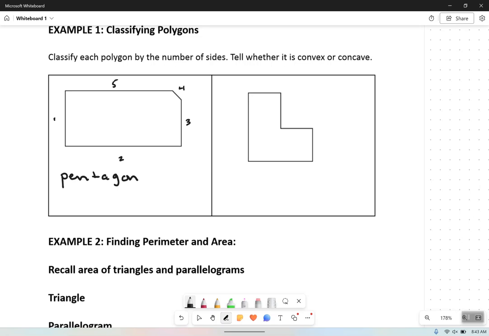Octagon. 9-sided is nonagon. How about 10-sided? This is a tricky one. Say it again. Decagon. Okay, decagon's like decade. How many years is a decade? 10 years. Okay, so decagon. Okay. Next question. Concave or convex on this figure? Okay, pentagon and convex.